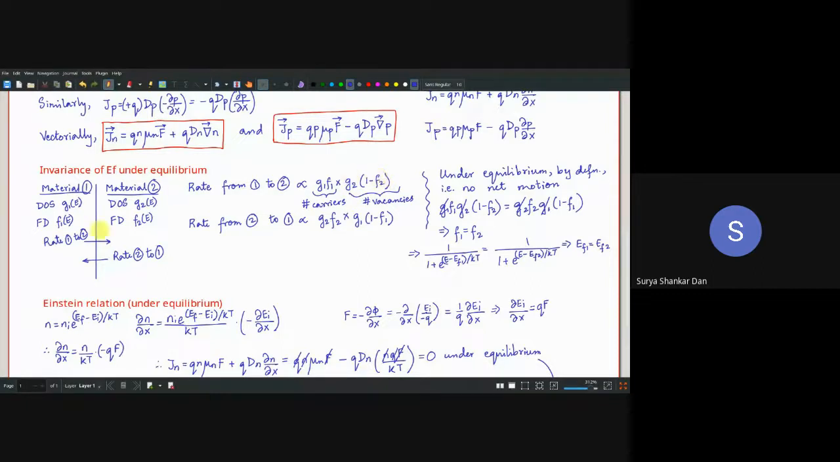Okay. So when we are considering the movement from 1 to 2, the number of free carriers will depend on the number of chairs in material 1 and the number of chairs which are occupied. Kya hoga? Number of chairs is G1, and the number of carriers which have occupied it is G1 into F1. G1 into F1 will essentially give you the number of carriers which are free to move in material 1. Material 2 में जब आता है, वहाँ पर number of chairs is the density of states G2, but we are not looking for the chairs.